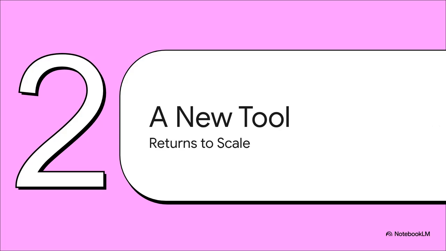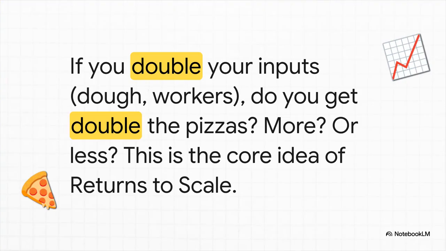All right, so the researchers needed a specific tool to analyze the data from these models. They chose a really powerful economic method called returns to scale. And the easiest way to get this is to think about a pizza factory. Seriously, if you double all your ingredients, your dough, your workers, your ovens, do you get exactly double the pizzas? Or maybe you get more, or even less. That question right there is the key to understanding returns to scale.